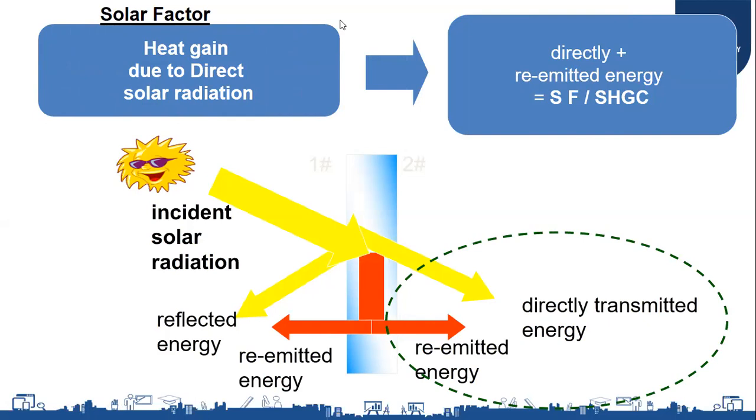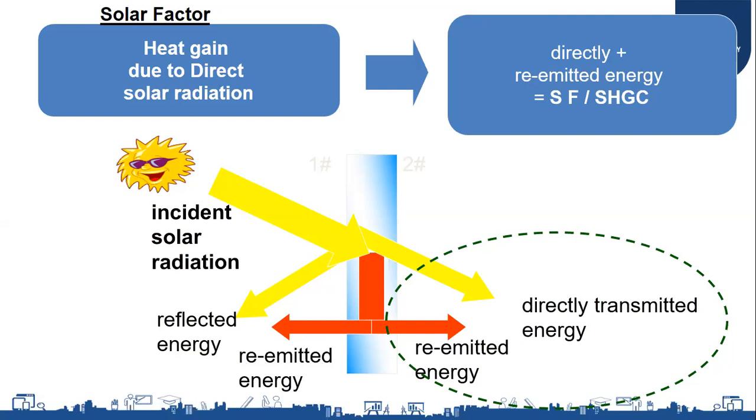So if you see what all has come inside, it is your direct transmitted energy and your re-emitted energy. The sum of that divided by the incident solar radiation is your solar factor. I'm just repeating, solar factor is nothing but the ratio between the directly transmitted plus re-emitted energy and the incident solar radiation. So it is like a ratio. It has no unit. And this gives you an idea of how much energy is directly coming inside your building. Like from the sun we are getting radiation, how much percentage of it is coming inside.